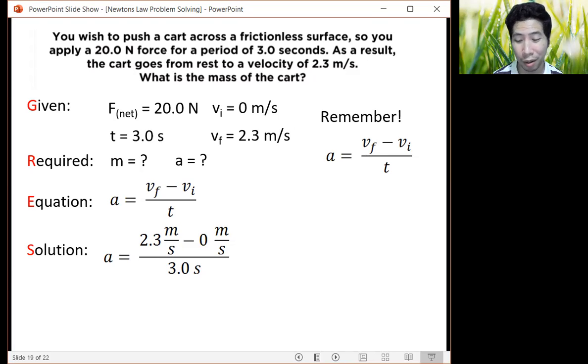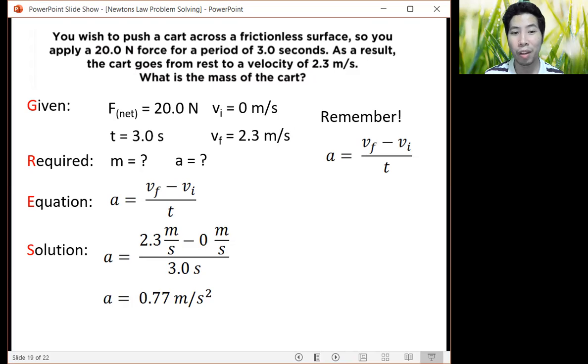Moving forward, am I going to be able to solve this? Yes, it's very easy. 2.3 minus 0 would still be 2.3 divided by 3. That would be 0.76666, a continuous 6. So we round it off to the nearest hundredths. And eventually, rounding it off, we will get the value 0.77. Try it in your calculators for yourself so that you could see it. So we will have the acceleration of 0.77 meters per second squared.